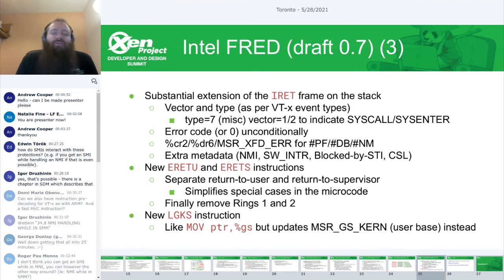There are 2 new instructions, the IRET-U and IRET-S. This is to separate your return to user space and your return to kernel code. I'm told that is to make microcode faster, which is great.